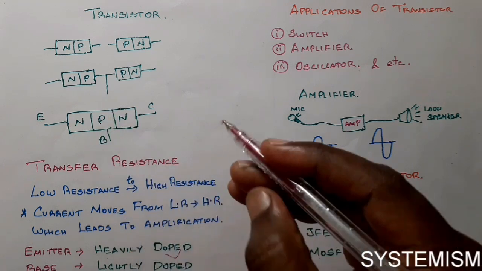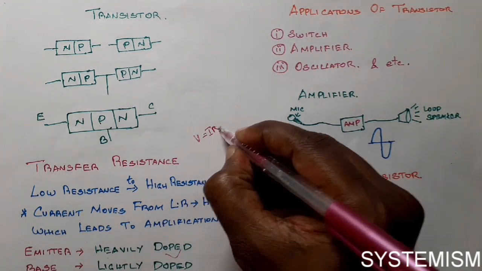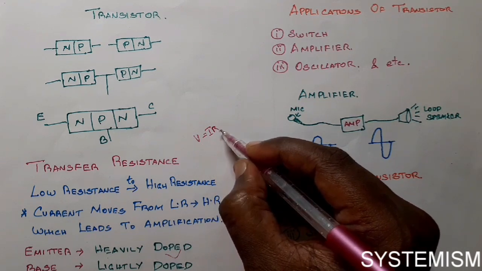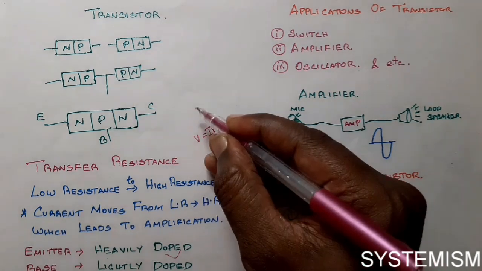Due to this, what is happening? We know from Ohm's law, V equal to I into R. So voltage depends upon the resistance. If resistance is less, voltage will also be less. If resistance is more, voltage will also be more.